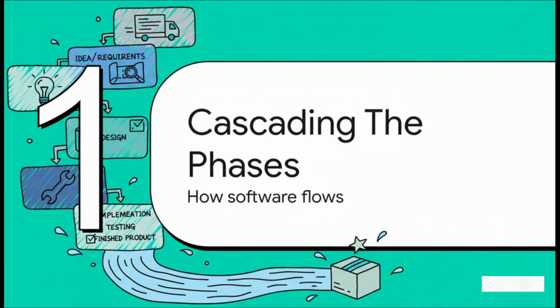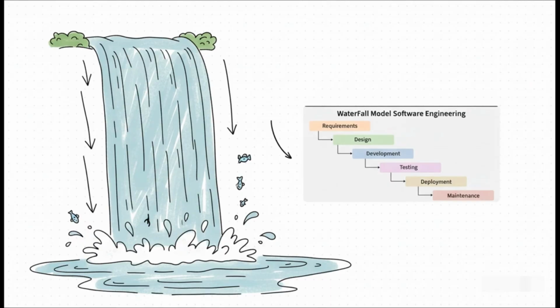All right, let's get into the nitty-gritty. How does this thing actually work? We're going to follow the flow of a project as it literally cascades from a simple idea all the way down to a finished product. And honestly, the name waterfall is the perfect metaphor. Just think about it. Progress only flows in one direction, down. You start at the very top and you cascade down through each and every phase until you hit the bottom. And yeah, just like a real waterfall, there's no swimming back up.